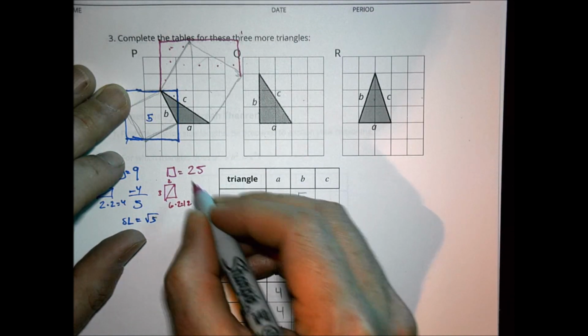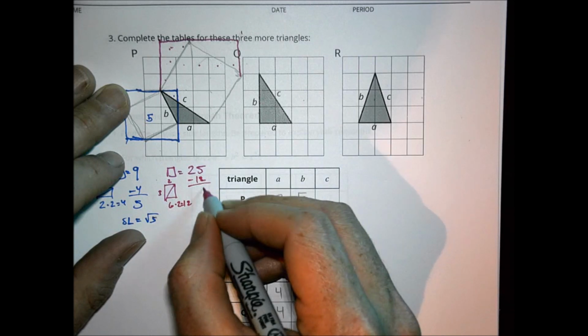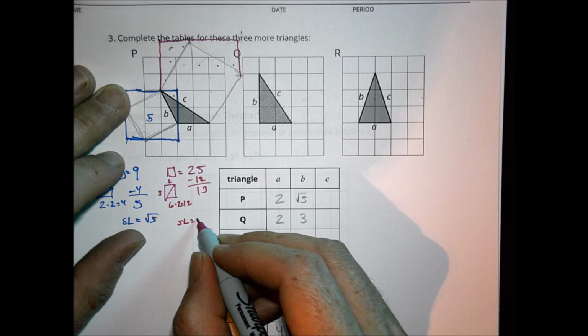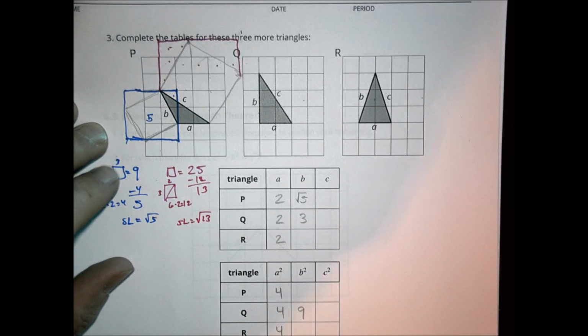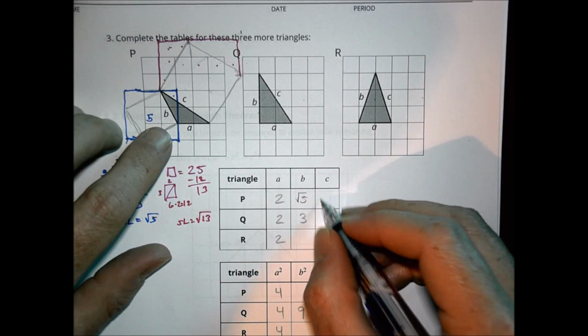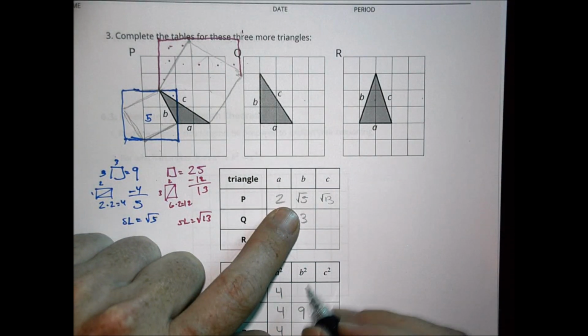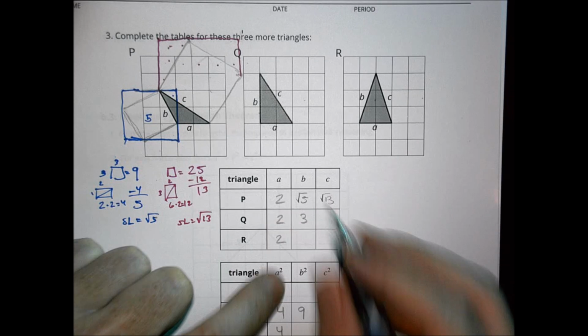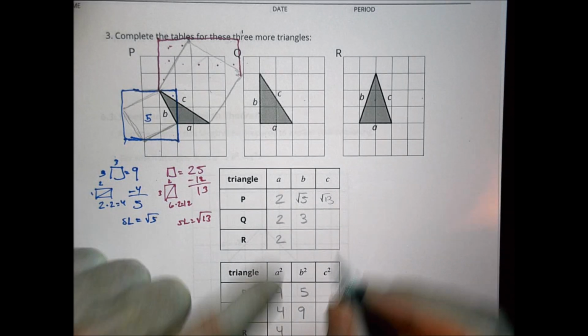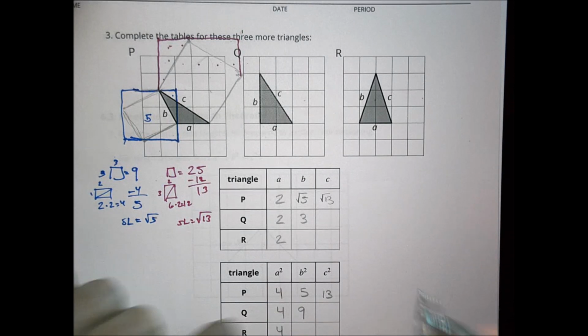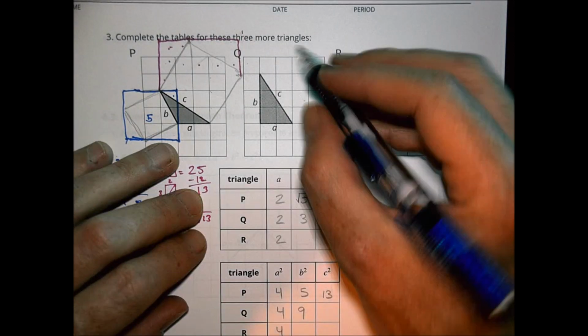So let's subtract 12 for our area, and we end up with 13 is our area, which means the side length will be square root of 13 for C. So square root of 13 goes there. So when I come down here and square this, the square root of 5 squared is 5, and the square root of 13 squared is 13. Okay? Now let's take a look at this C one here.